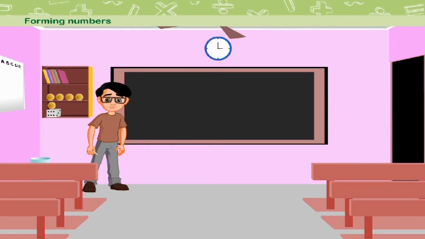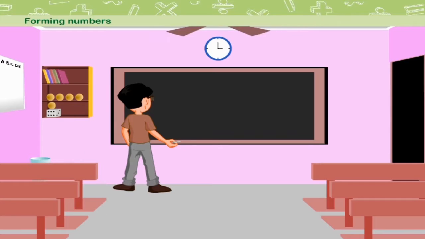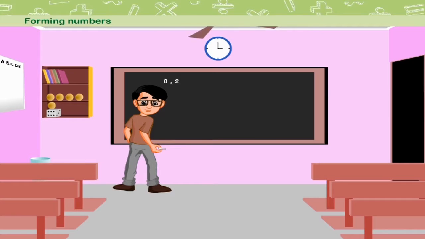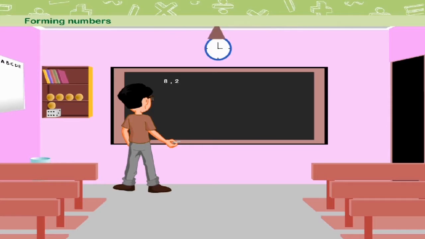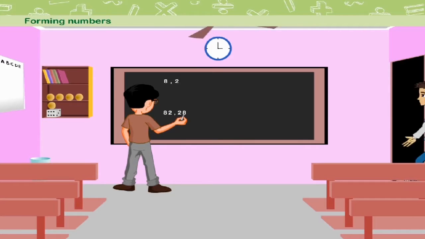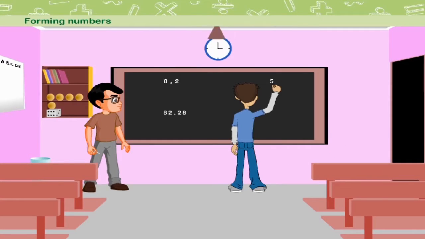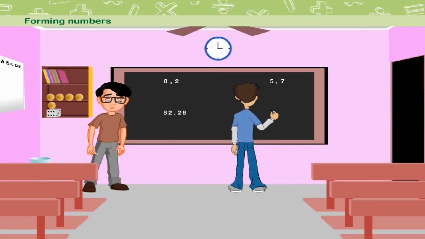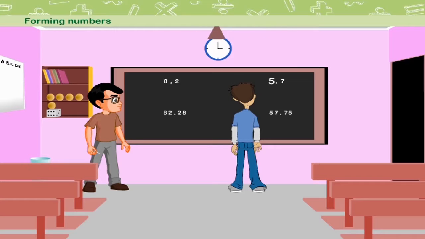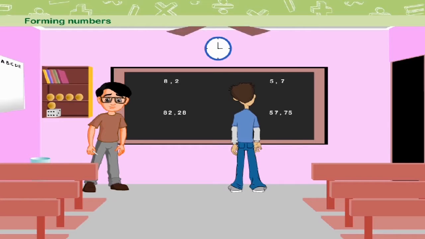Forming numbers. Ravi has 2 digits, 8 and 2. He wants to form all possible 2-digit numbers with these digits without repeating any digit. He forms 82 and 28. Ritesh also has 2 numbers, 5 and 7. He can also form 57 and 75 from the 2 digits 5 and 7 without repeating any digit.